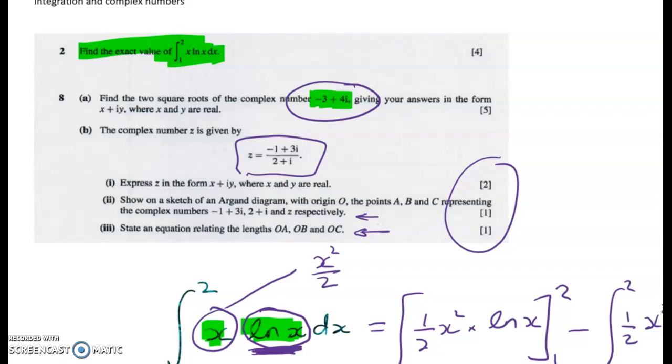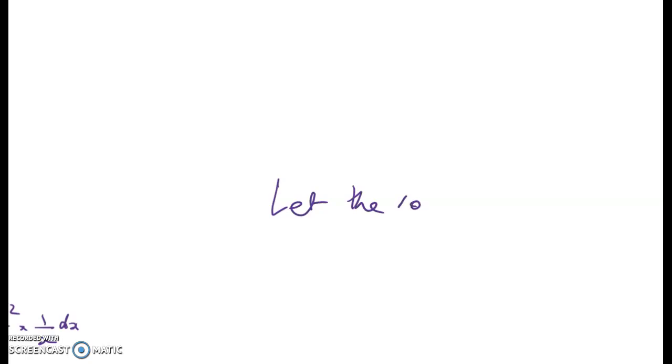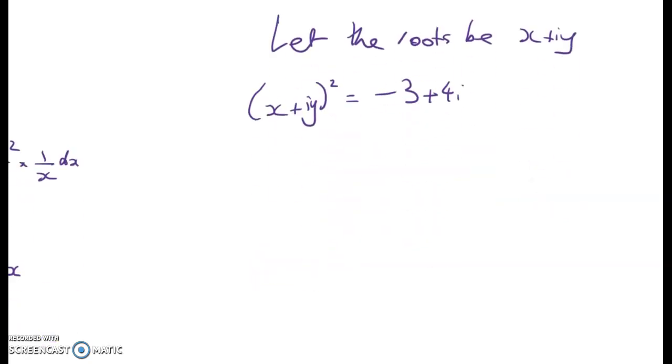Well, we start off by saying, I'll just work over here, let the roots be x plus iy. So what we're looking for is a number that when we square it will give me -3 plus 4i. Expanding that gives us x squared plus 2xyi minus y squared. And that equals negative 3 plus 4i.